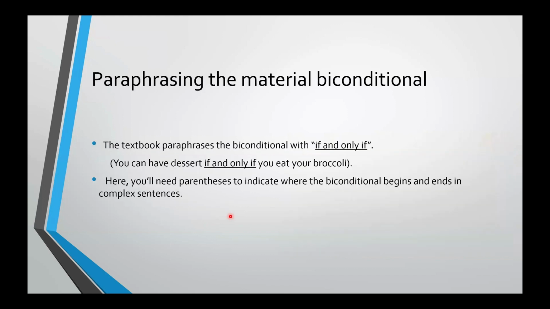So the way that the textbook paraphrases the biconditional is with if and only if underlined. So you can have dessert if and only if you eat your broccoli. And when this occurs in a complex sentence, you do need parentheses to indicate where the biconditional begins and ends, because the textbook paraphrasing method doesn't have anything at the beginning to tell you where the beginning is. You will need parentheses for that. You may want to shorten this to IFF instead of writing that whole phrase out. So you can have dessert IFF you eat your broccoli.